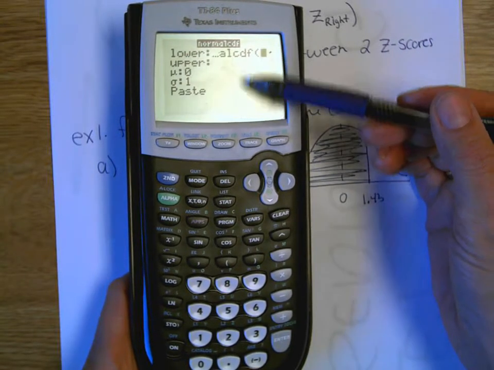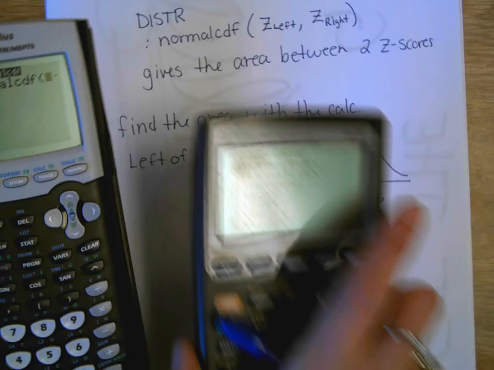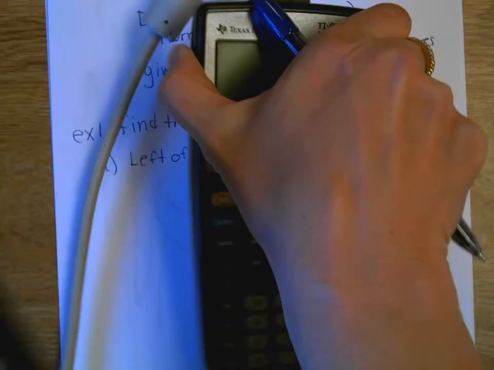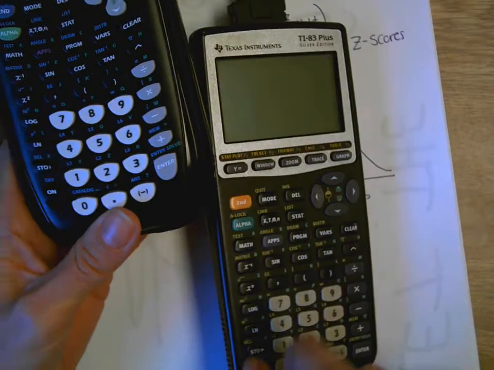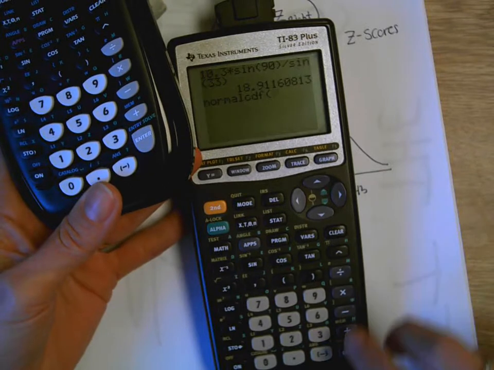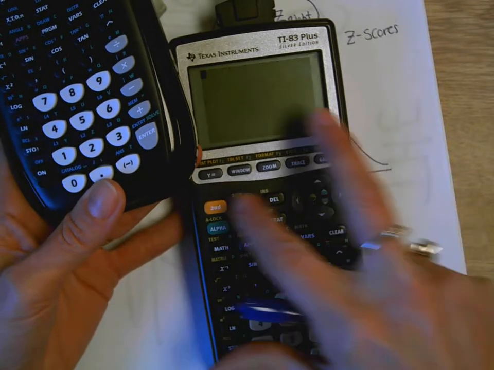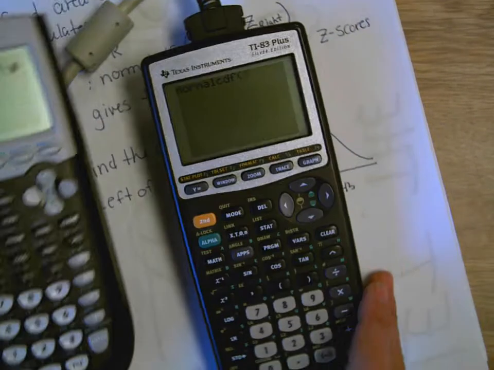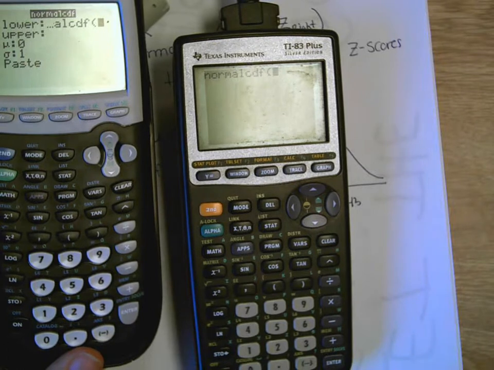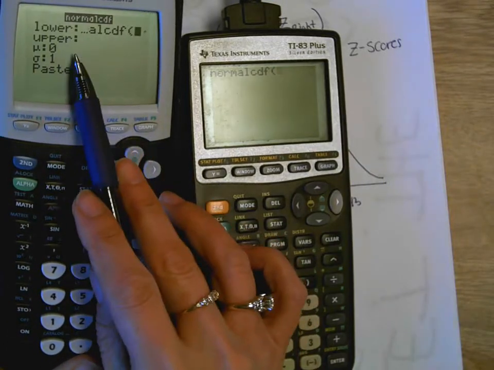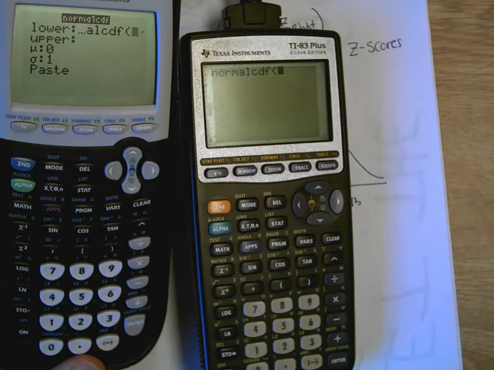This is the newer operating system. Here's the old operating system. I'm sure we've got both kinds working out there. Turn this on. Second, distributions, number 2. So I told you you needed to feed it two things: the left z-score and the right z-score of your shaded region. This one says lower and upper. Lower meaning left, upper meaning right.